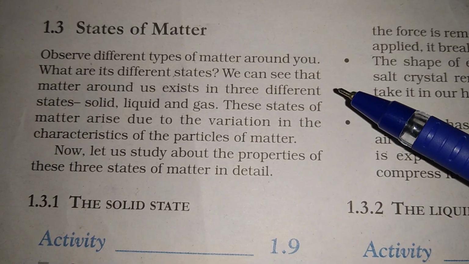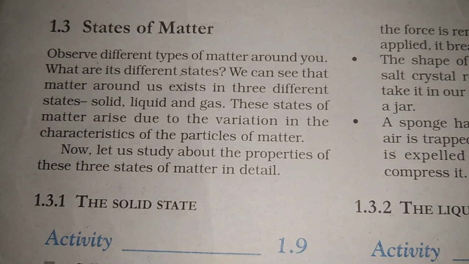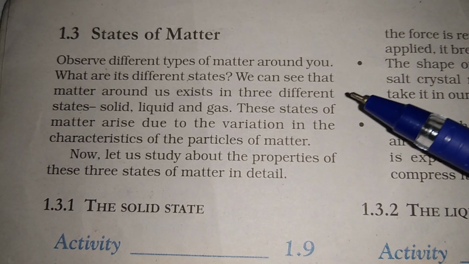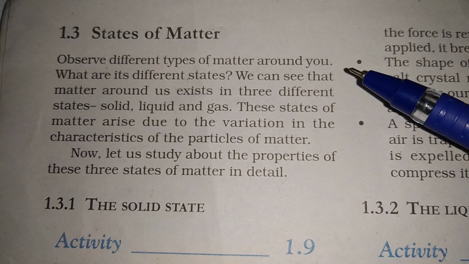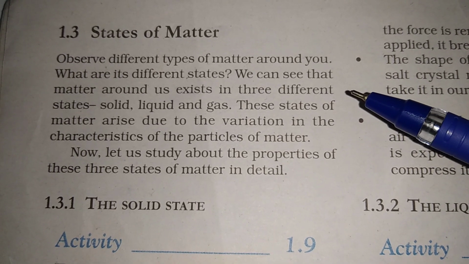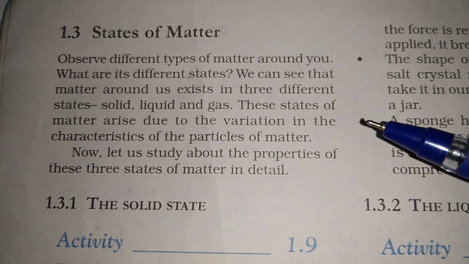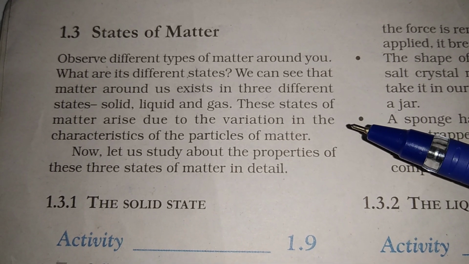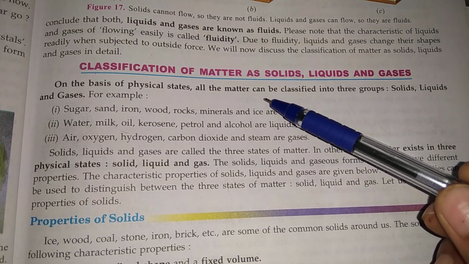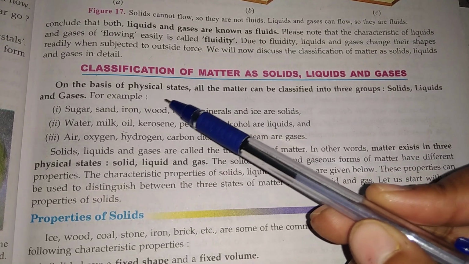And when we are boiling water, it will form water vapors, and those water vapors are in gaseous state. So from here we have understood that matter has states, and the states of matter are solid state, liquid state and gaseous state. On the basis of physical states, all matter can be classified into three groups: solids, liquids and gases.